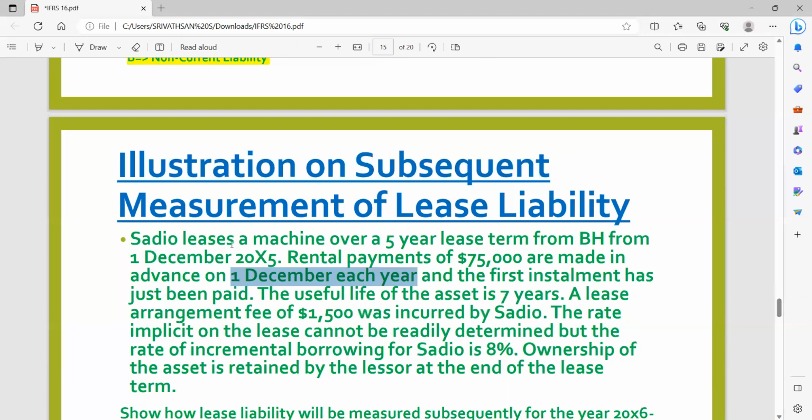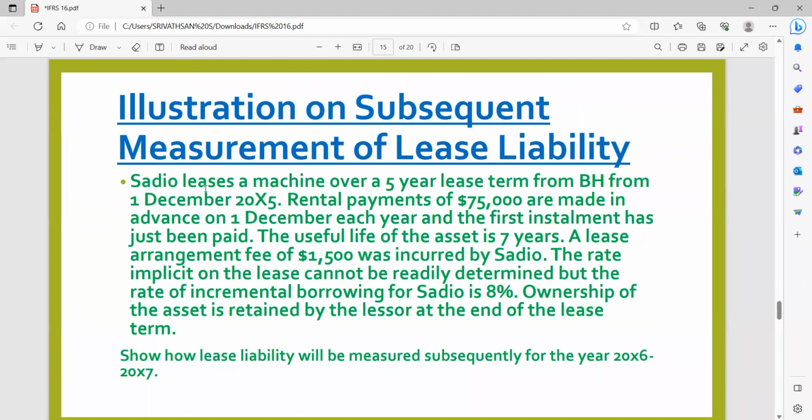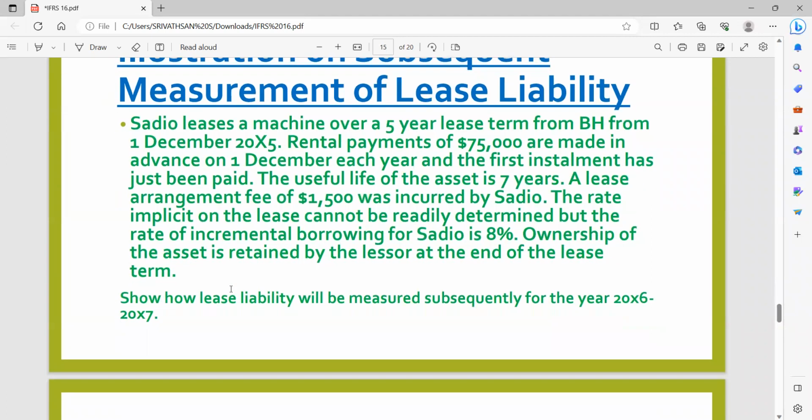So here is the illustration. Sadio leases a machine from BH for 5 years on 1st December 2015. So Sadio is the lessee, BH is the lessor. Rental payments of 75,000 are made in advance on 1st December each year, and the first instalment has just been paid. Useful life is 7 years. Lease arrangement fee is 1,500. Implicit rate is not given, so we are going with the incremental borrowing rate. Ownership is not transferred. The question is: show how the lease liability will be measured subsequently for the year 2016 to 17.